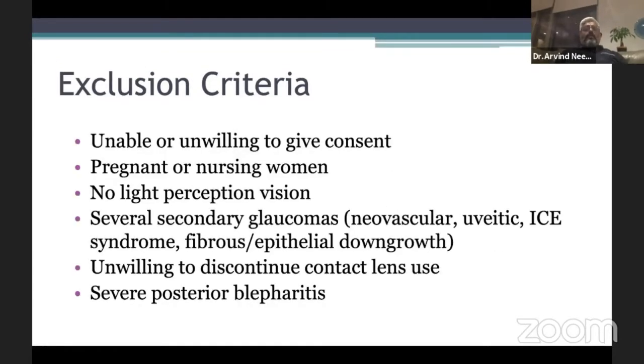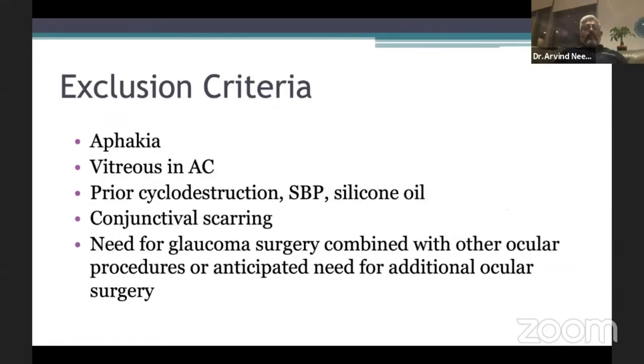Exclusion criteria, obviously, were unwillingness to give consent, pregnancy, and if the patient was blind. All secondary glaucomas were excluded. If there was posterior blepharitis or anywhere where you think that there's a risk for endophthalmitis with trabeculectomy, they were excluded as well. Again, if the patient was aphakic, there was vitreous in the AC, or a need for a combined procedure with the cataract surgery or any other procedures, or a patient had previous conjunctival scarring like a buckle from retinal detachment surgery or something, they had to be excluded from the study.